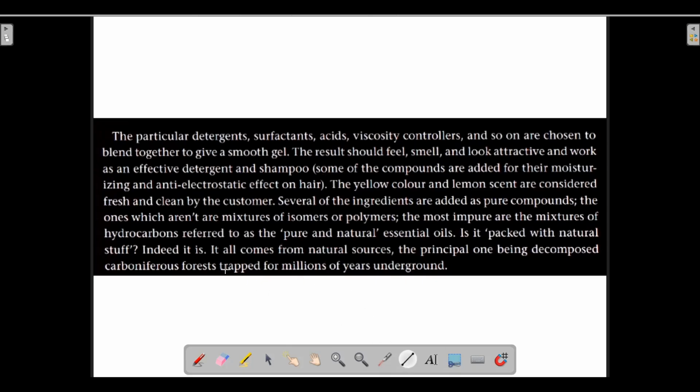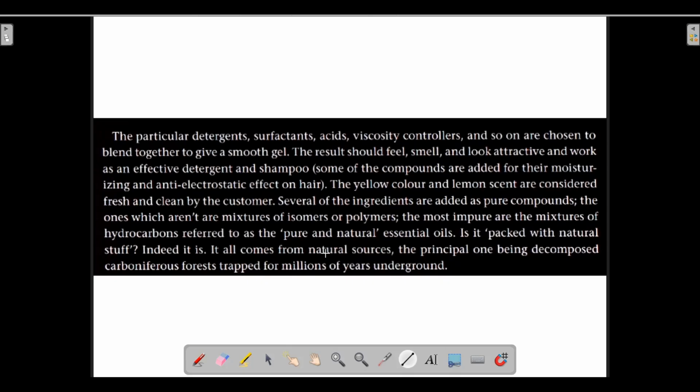That's the comment which the author is passing on the shower gel making industry, shampoo making industry, soap making industry, all this industry, or the detergent making industry, detergent for washing clothes, detergent for washing utensils. It is passing a comment on that. All of that comes from natural resources.